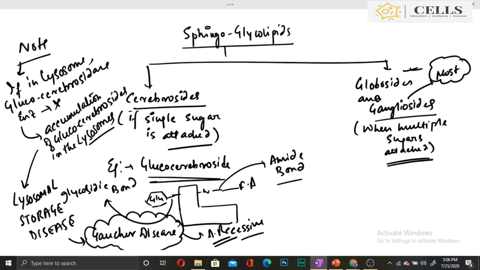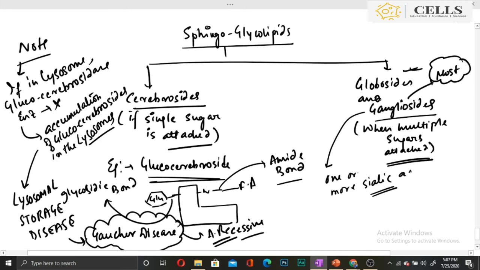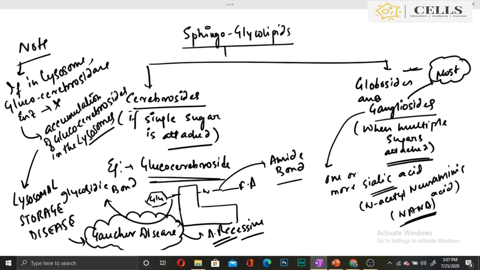Okay. So now gangliosides, they are also very important because a ganglioside consists of one or more sialic acids. Sialic acid is a kind of sugar, also known as N-acetylneuraminic acid. It is called NANA. From this section, a huge number of questions come in interviews as well as in different exams, and as there is a COVID-19 pandemic, maximum questions can come from this section. Why? I'm going to tell you that.